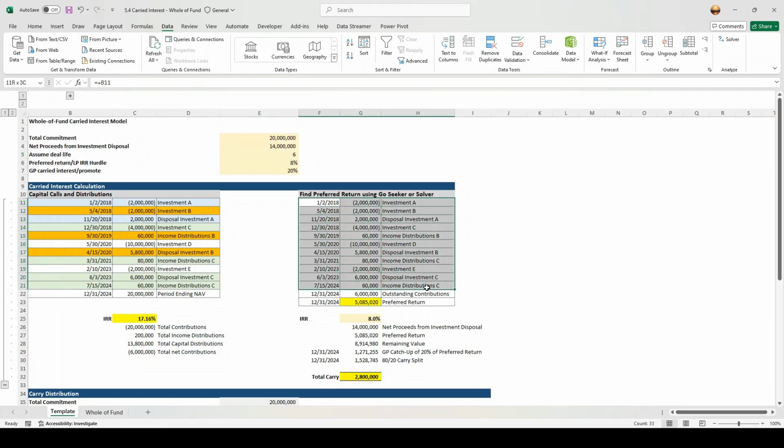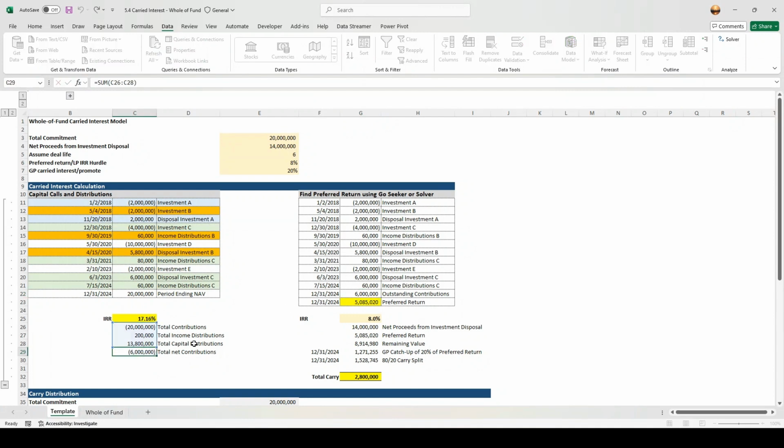So basically, we have all the cash flow from the original table except the last one. We don't put our NAV here. We only put the outstanding contribution here. The net contribution is the net of total contribution and the distribution in the fund. And then by the end, we're looking for the preferred return by using IRR.